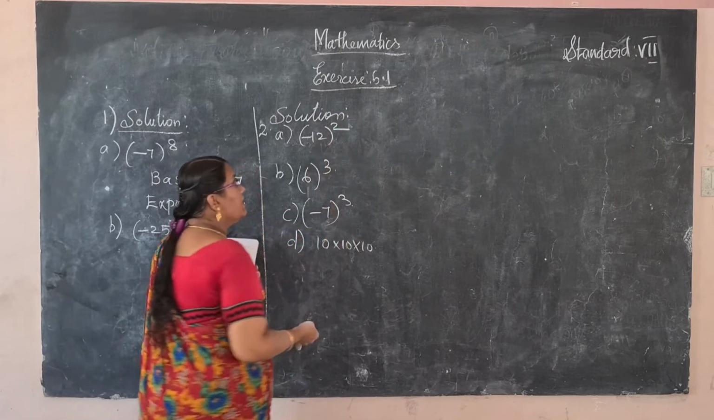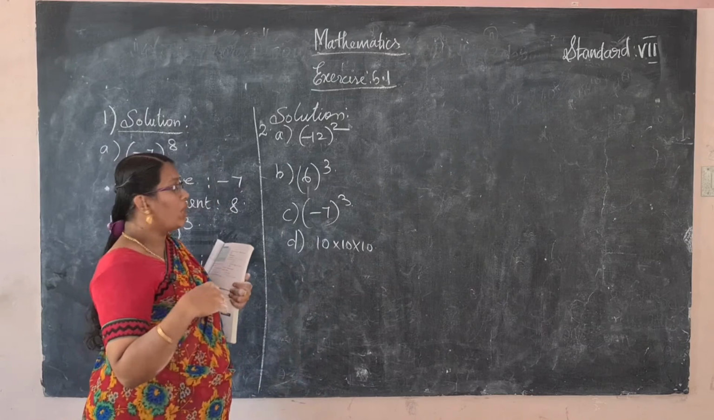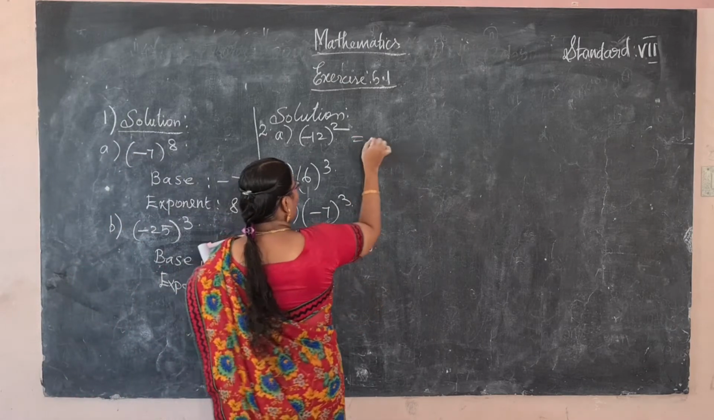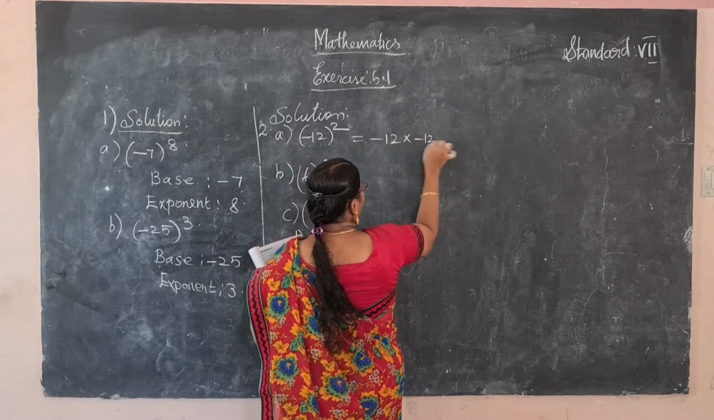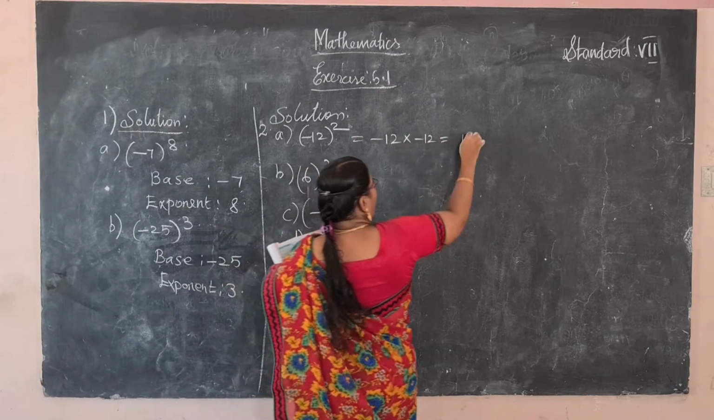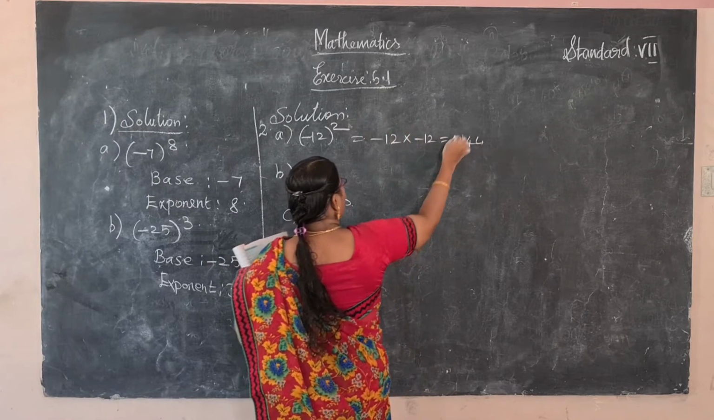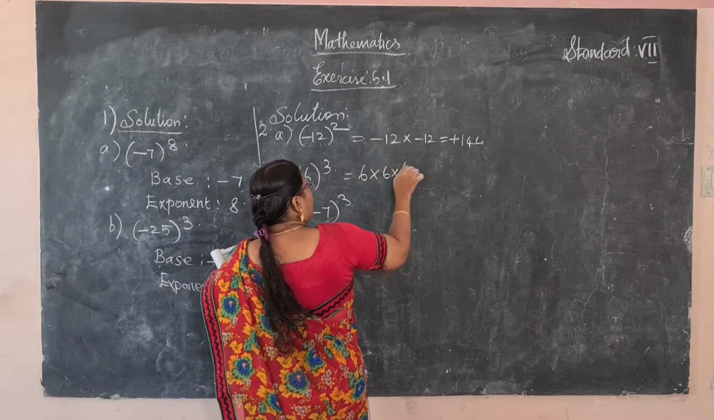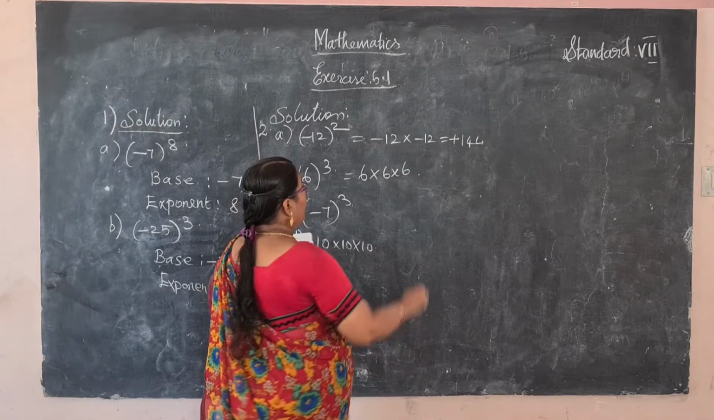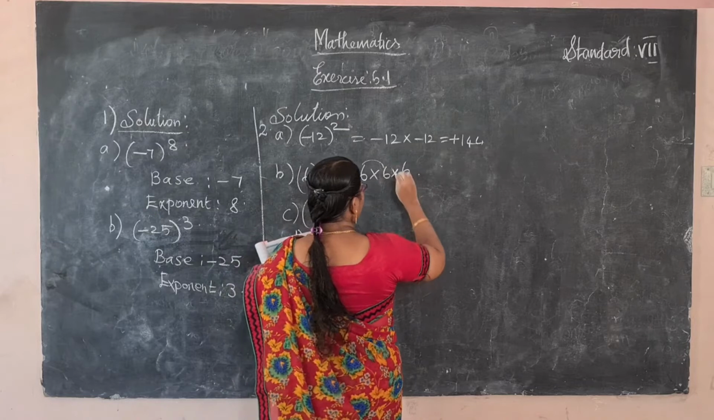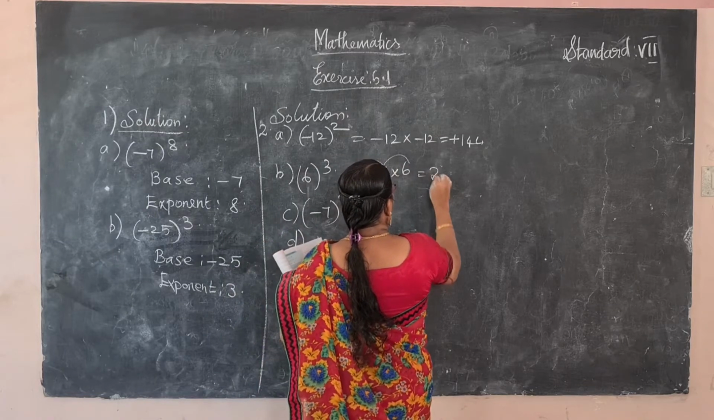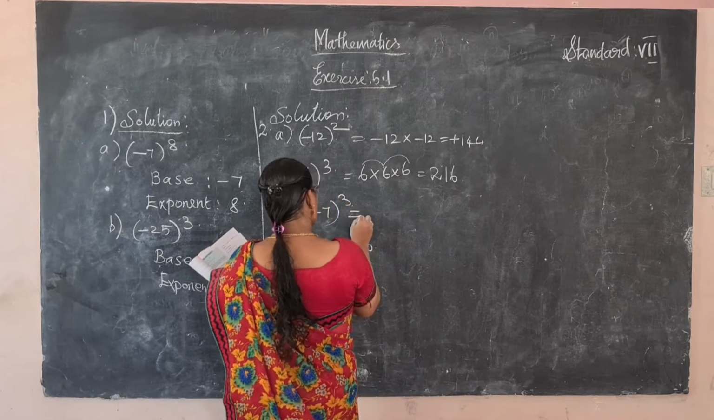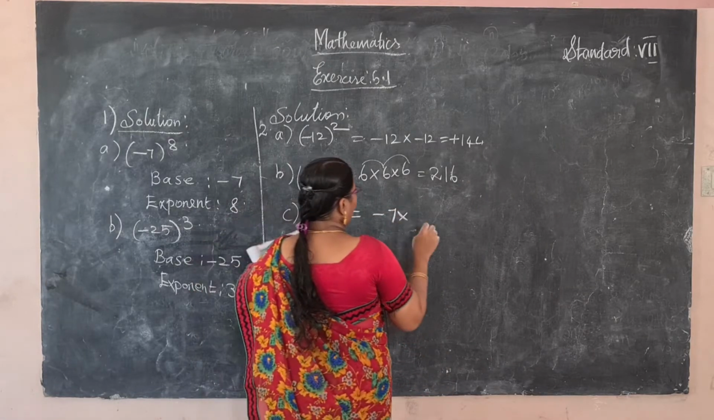So what is the meaning of minus 12 power of 2? Minus 12 multiplied twice. So minus 12 into minus 12. What is the value? 12 12s are 144. Minus into minus is plus. That is the answer. Here 6 is multiplied thrice. So 6 6s are 36, 36 6s are 216.